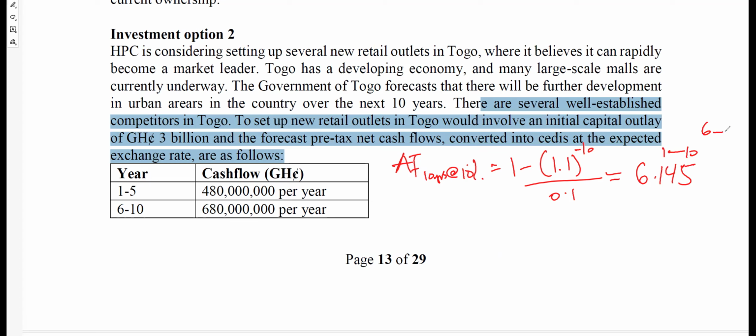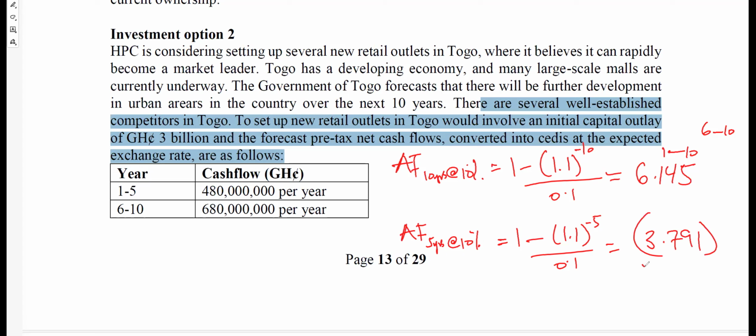But I only need 6 to 10. So what do I do? That means I must eradicate what? 1 to 5. So I must get the annuity factor for what? 5 years at 10%, from 1 to 5, right? Which becomes 1 minus 1.1 raised to the power minus 5 all over 0.1. Okay, so I need a 5-year annuity. It becomes 1 minus 1.1 raised to the power minus 5, all divided by 0.1. And that gives us what?